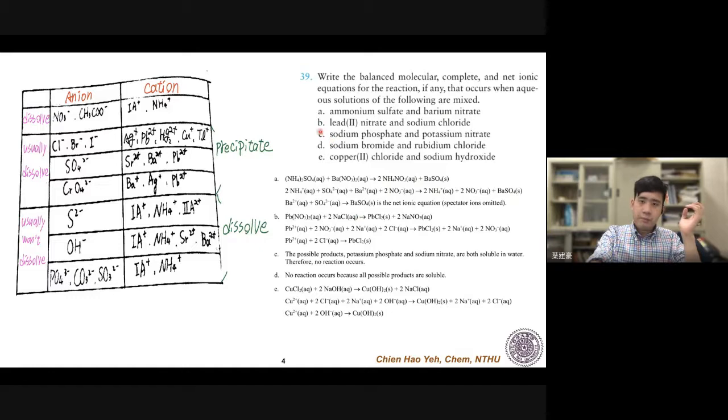So in parts B, C, D, and E, I think you can all just take this chart as reference, then it will be very easy to solve these problems and understand them. Okay, so let's move on.